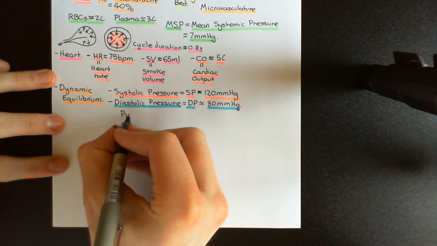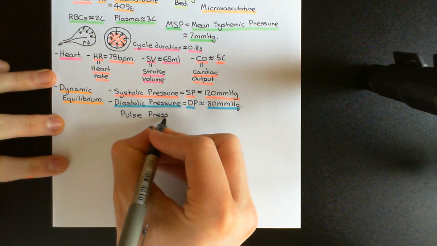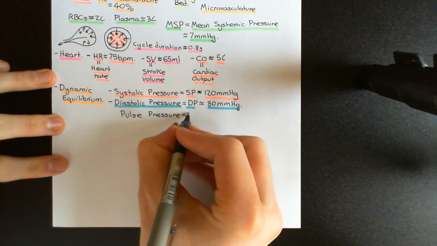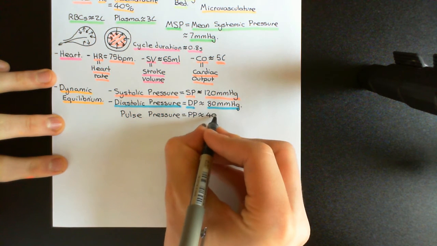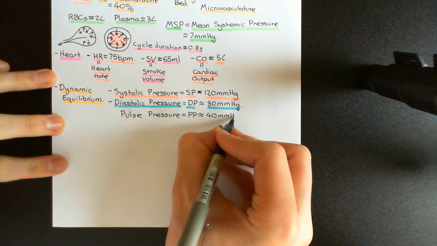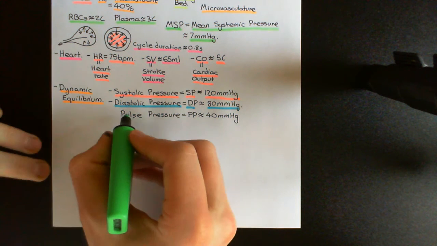So the concept of pulse pressure then is the difference between systolic pressure and diastolic pressure. It would just be written PP, and it would therefore approximately be 40 millimeters of mercury. I've just taken systolic pressure and subtracted off diastolic pressure there to get pulse pressure.